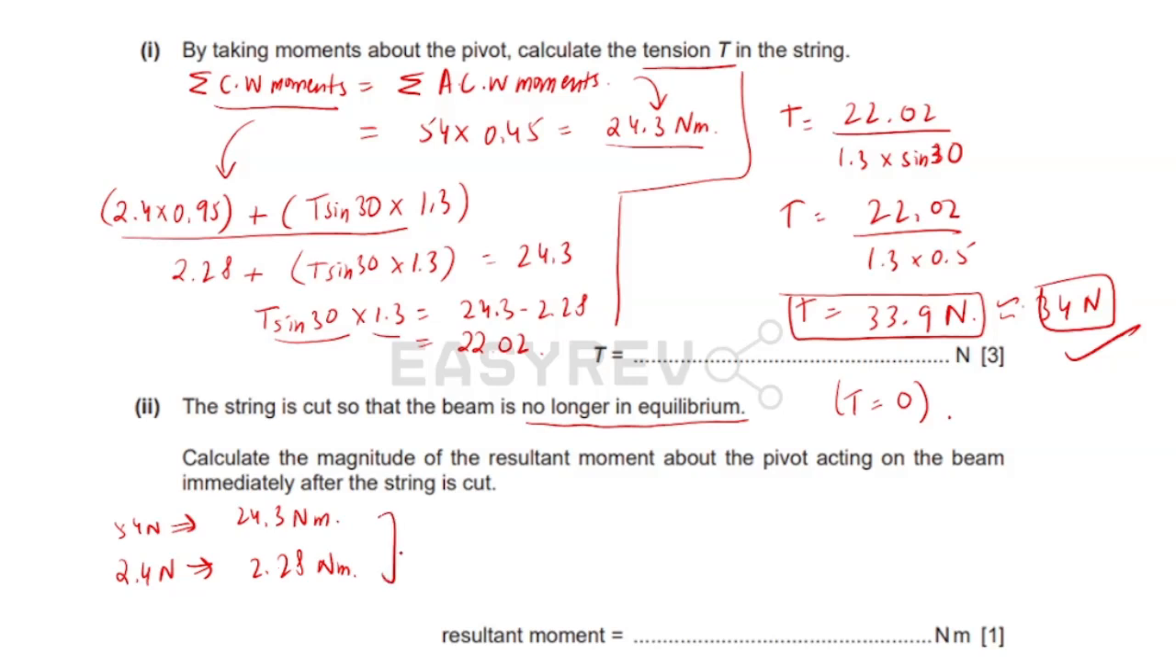So because they're in opposite directions, when you want to find out the resultant moment, you would have to subtract them since they're in the opposite directions, right? And so we get 24.3 minus 2.28. And when you plug this in your calculator, you will get 22.02 Newton meters, which you can round off to simply 22 Newton meters. Right? Quite straightforward so far. Hence why this was 1 mark, right? Now let's move to the next part.